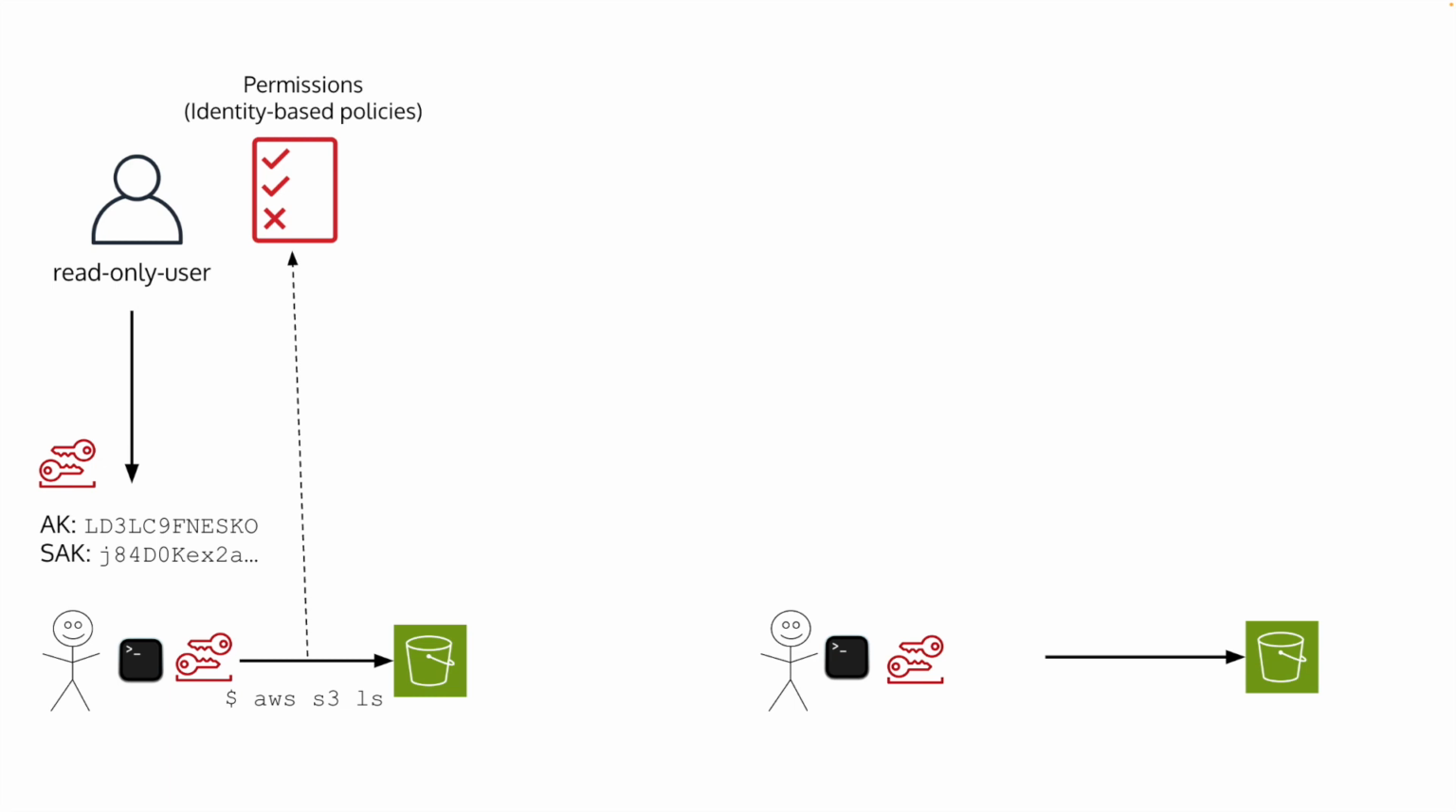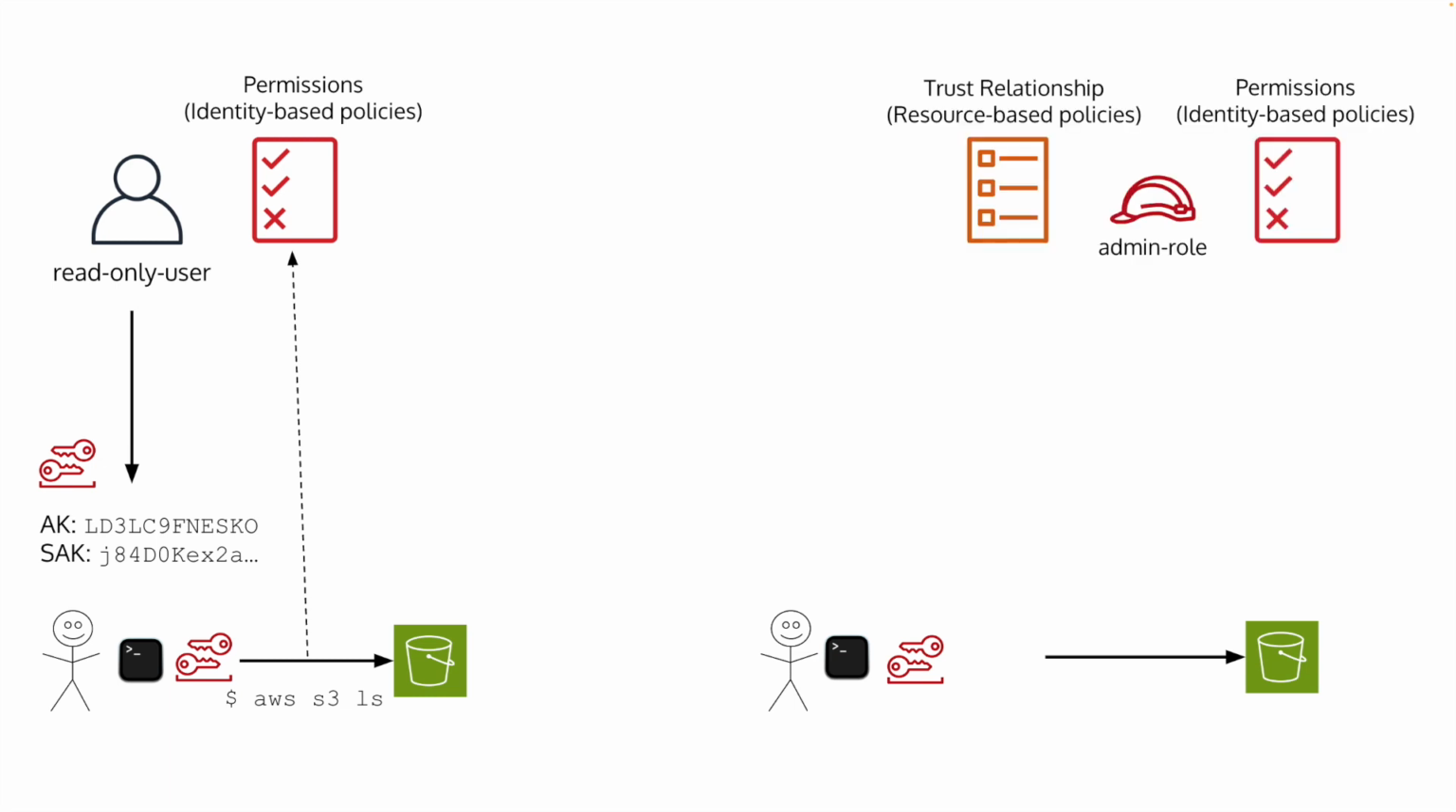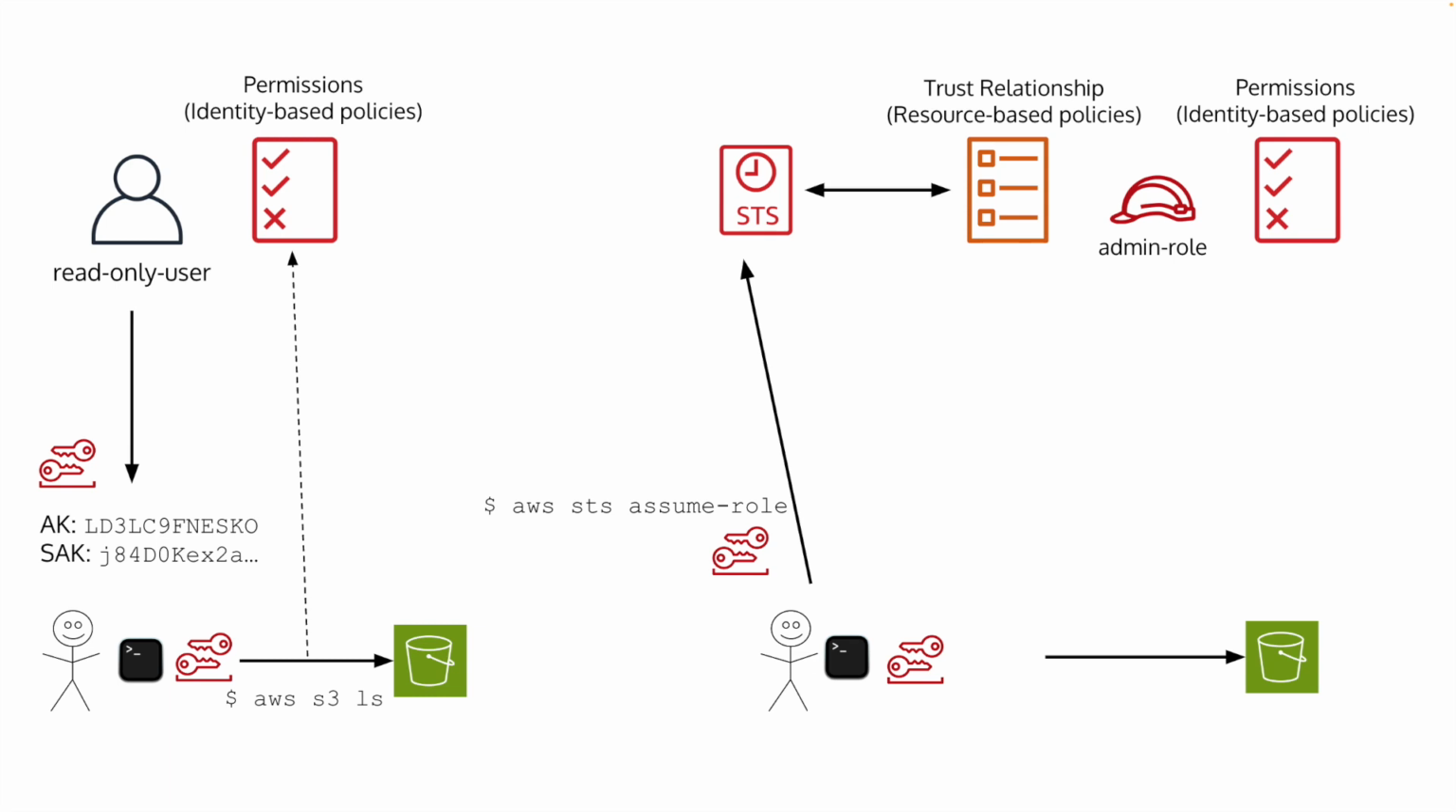Let's say you have a role named admin role in your account, which allows the read-only user to assume it in the trust relationship. Now, you can make a call passing along your credentials to STS requesting temporary credentials to the admin role. STS then checks the trust relationship of the admin role to see if the read-only user is listed as a principal and is considered a trusted entity. Since it is, STS returns temporary short-term credentials consisting of an access key, secret access key, and session token.